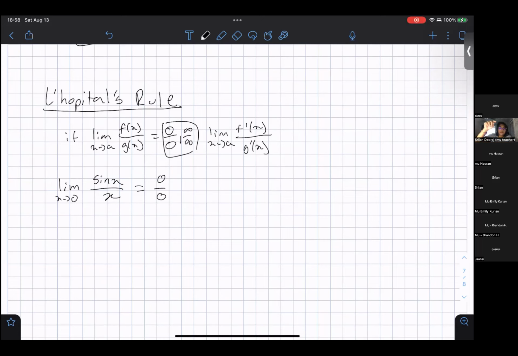So we can take the derivative of the top and bottom, and we get cosine of x over 1. So this is just equal to the limit as x approaches 0 of cosine of x over 1, which is just 1 over 1, which is just 1.